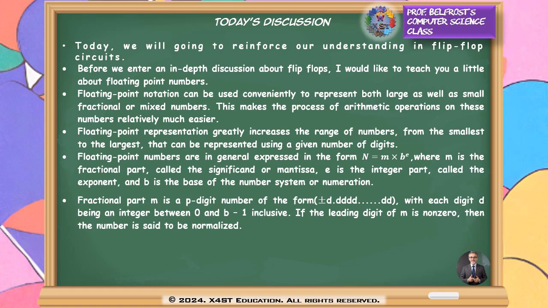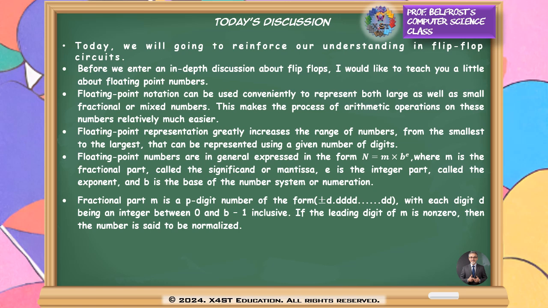Before we enter the discussion on flip-flops, I want to teach you a little about floating point numbers. Maybe I've discussed this a little before, but floating point notation can be used conveniently to represent both large and small fractional mixed numbers, and this makes arithmetic operations on these numbers relatively much easier. Floating point representation greatly increases the range of numbers, from the smallest to the largest, that can be represented using a given number of digits.